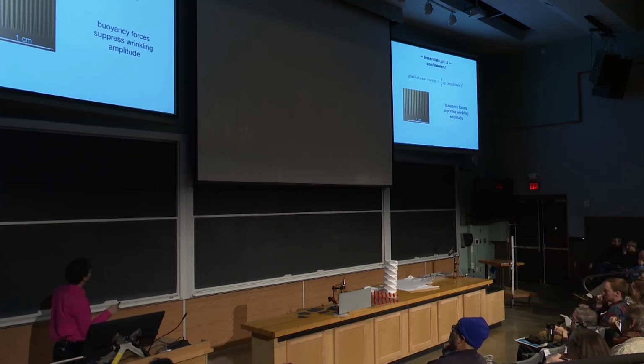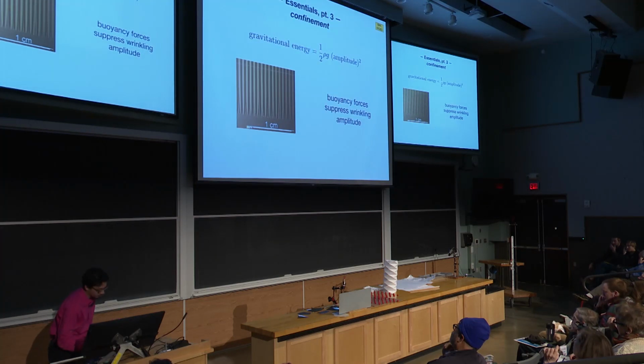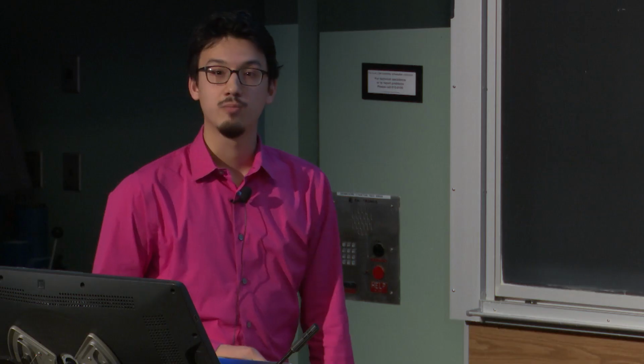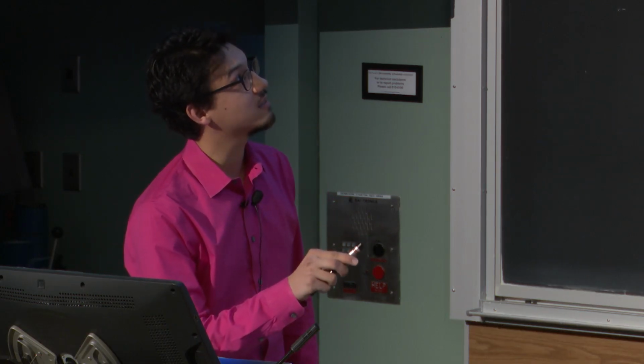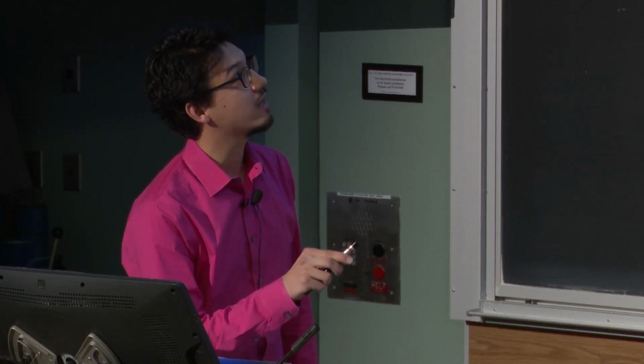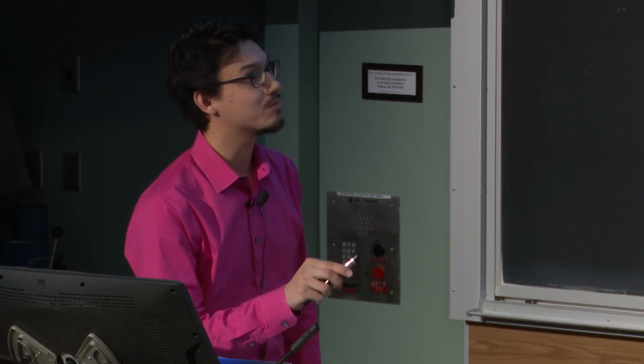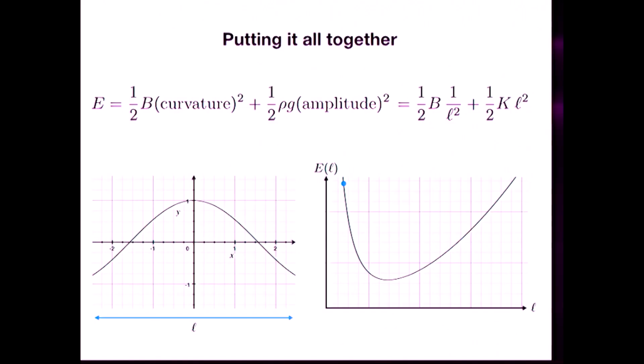Okay, so the upshot of all of this is that you can figure out the pattern that you're going to see, the wavelength of the wrinkles, if you wish, by minimizing or balancing the energy that you expend on curving the object against the energy that you spend on displacing the water. So I'm just going to step very quickly through that in a diagram to show you what that looks like.